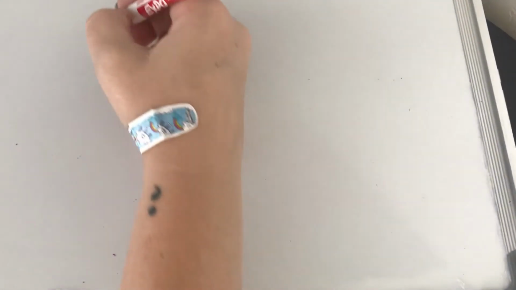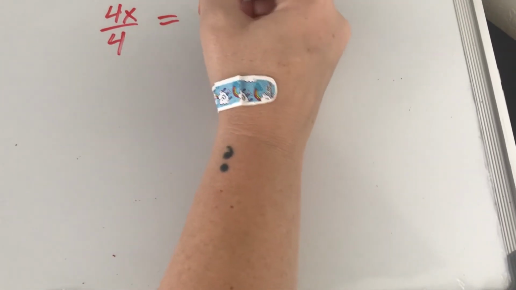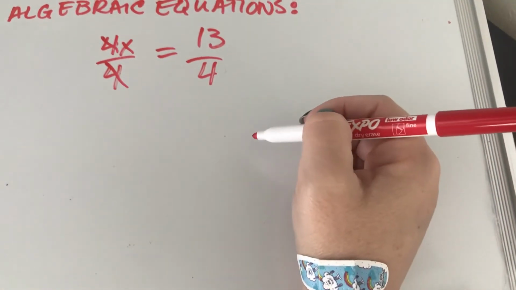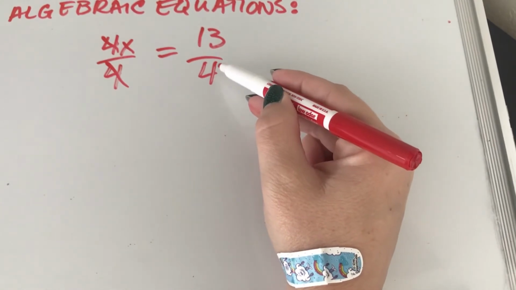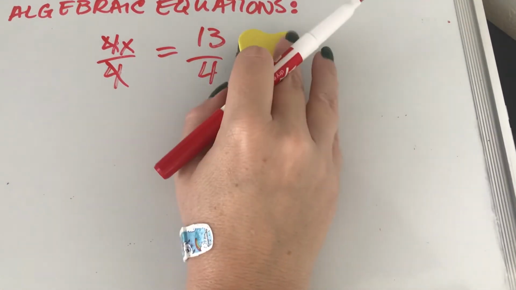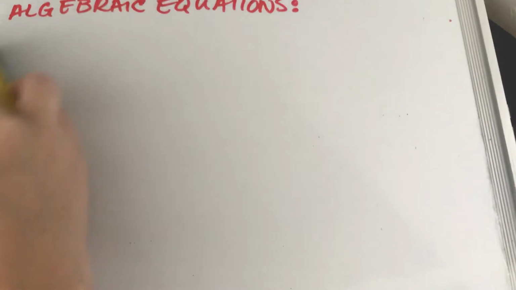Someone in the chat did just ask how you got the 13 over 4, though. So when you divide both sides by 4, right? The 4's cancel out, right? But you're left with 13 over 4. Does that help? Cool. We'll talk more about it on the side if you want.